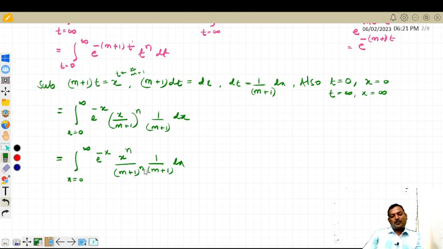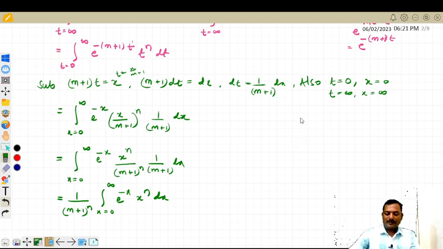Here m plus 1 whole raised to n and m plus 1 are constant. Again, here the bases are same, powers are added, you can take it. This is 1 by m plus 1 whole raised to n outside, students. So what is remaining? The remaining is x runs from 0 to infinity, e raised to minus x into x raised to n, students, into dx.